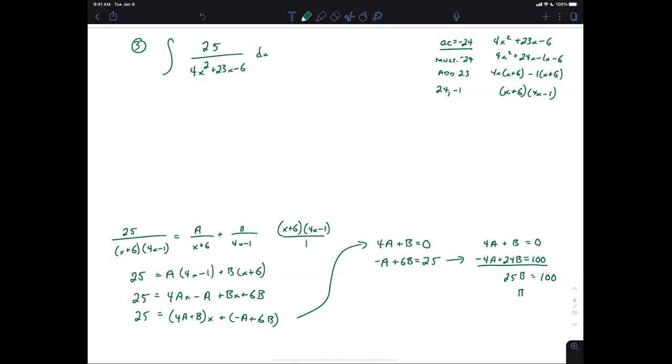So I get b equals 4, and then 4a plus b, so 4a plus 4 is 0, so then a is -1, because you subtract 4 and divide by 4. That makes this now the integral of -1 over x plus 6 plus 4 over 4x minus 1.